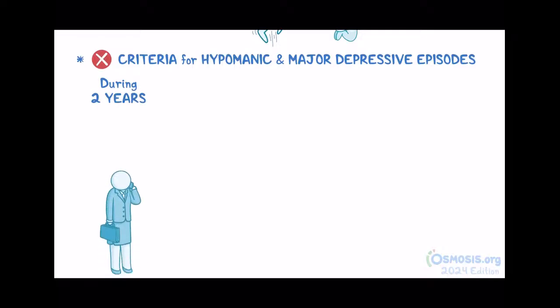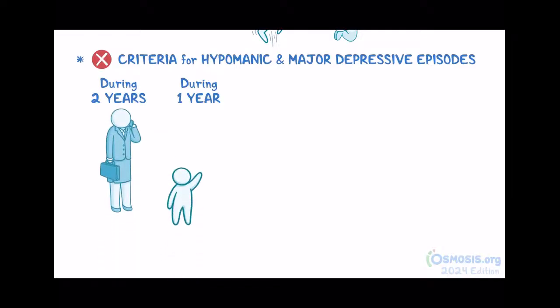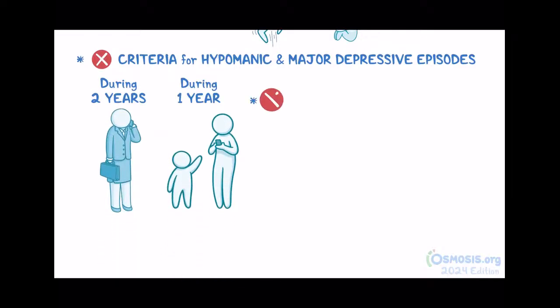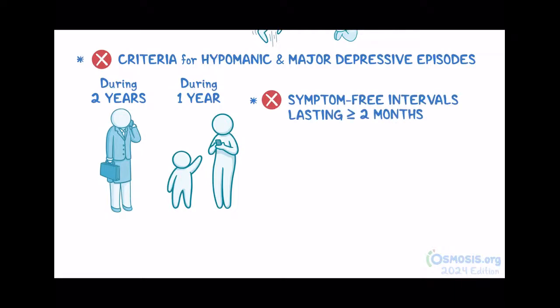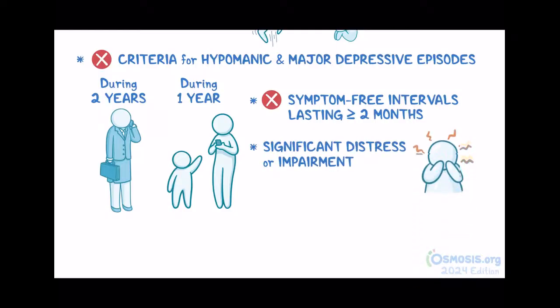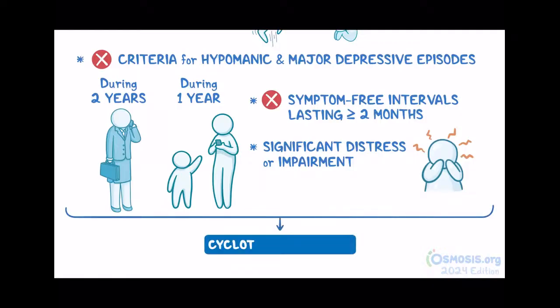Next, during these 2 years in adults and 1 year in children and adolescents, there should be no symptom-free intervals lasting more than 2 months. Finally, these mood changes must cause clinically significant distress or impairment. If all criteria are met, diagnose cyclothymic disorder.